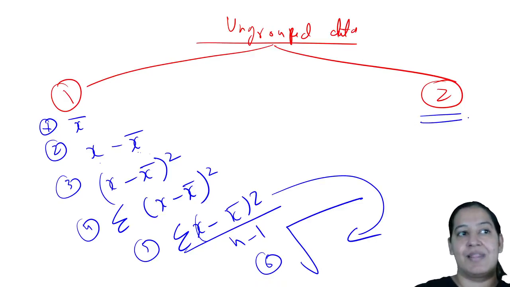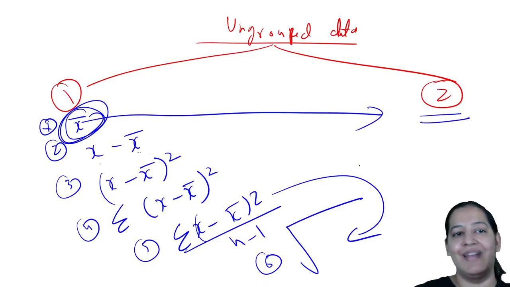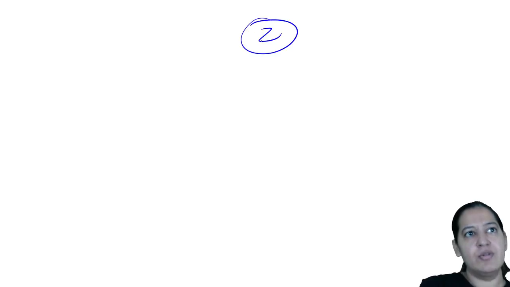Let me come on the second method. In the first method, the first step was finding mean. In the second method, you don't need to find mean. Directly apply the formula.